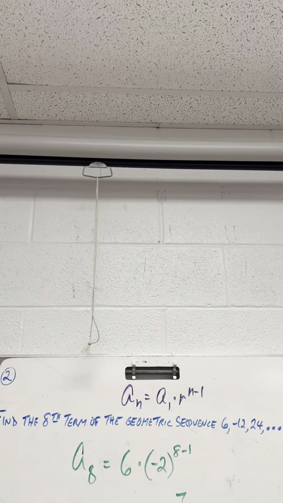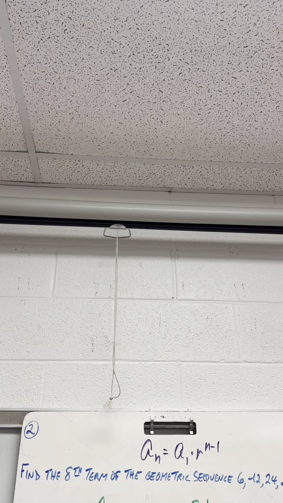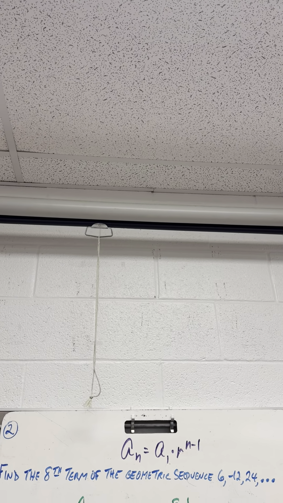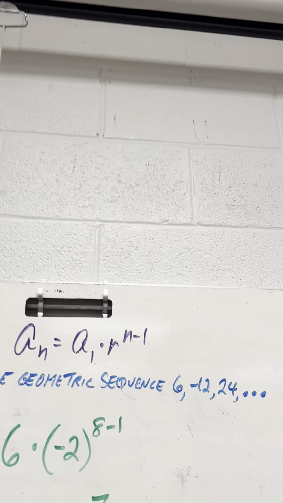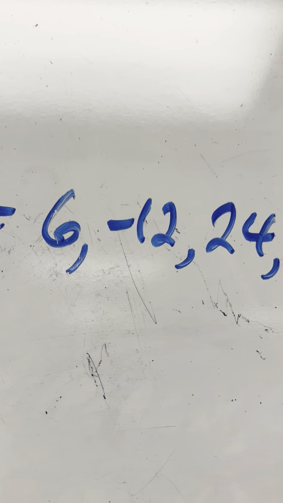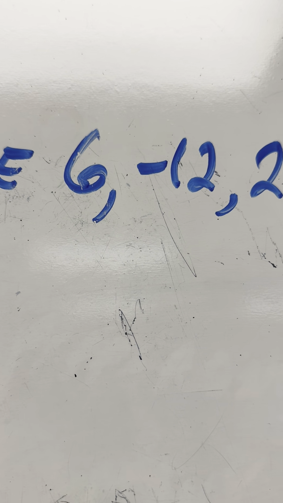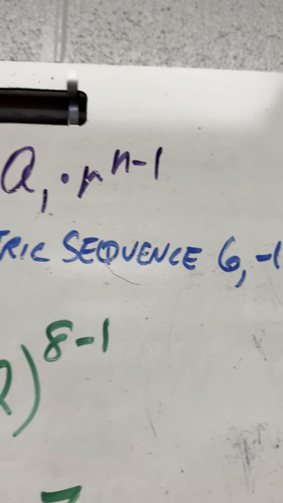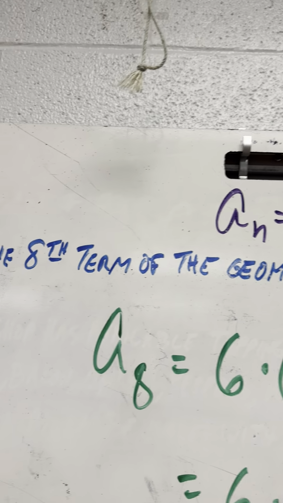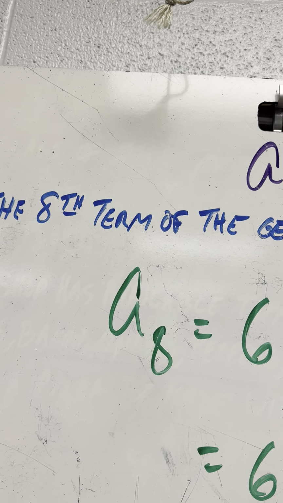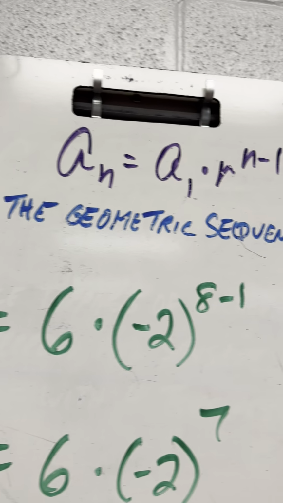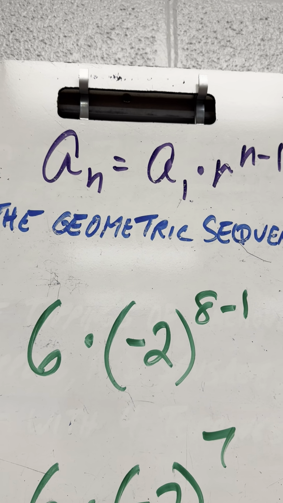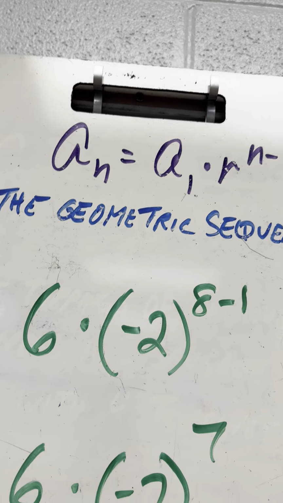Find the 8th term of the geometric sequence 6, negative 12, positive 24. Here the ratio is negative 2, right? Because 6 times negative 2, or negative 12 divided by 6, is negative 2. So we're going to do the 8th term, all right? So a_1 is 6. So 6 times negative 2 to the 8 minus 1.